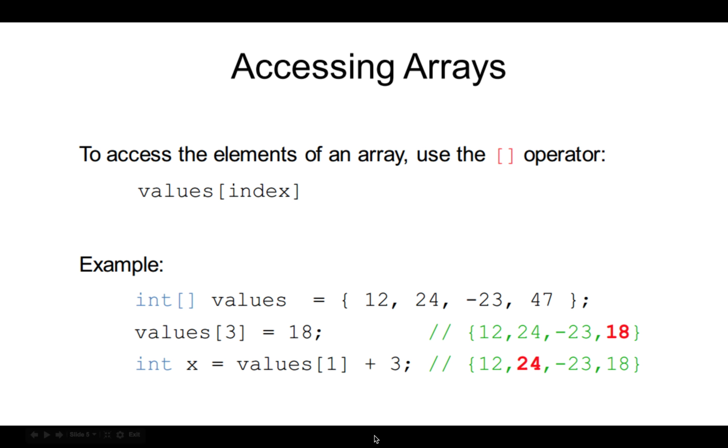So what this line is doing is changing the value of the element in the fourth spot to be 18. And then in the next line, we're setting x to be equal to values at index 1 plus 3. So whatever value is at index 1 in the array values. At index 0 we have 12, at index 1 we have 24. We're adding 3 to 24 and setting that equal to be the value of x. The value of x after this line is executed will be 27. So when you're getting or setting values in an array, all you have to do is call the array name, and then in the square brackets, give the index that you're interested in.